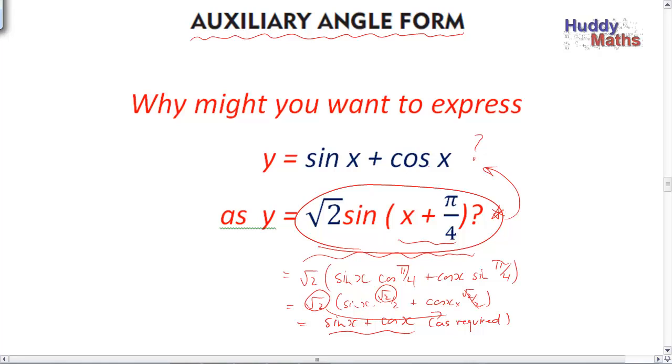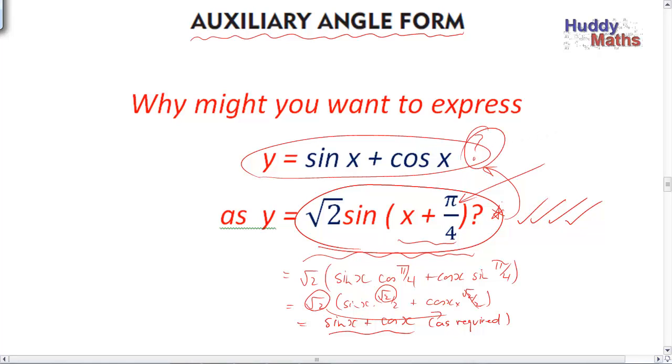And that's what we're going to do in this section of the presentation. Change the sum function to an auxiliary angle form. That is, the equivalent sine of x plus some angle. And that's called the auxiliary angle. But hang on, let's go back to the original question. Why might you want to do that? Why would you like to give this lots of ticks, whereas you give this a bit of a question mark?